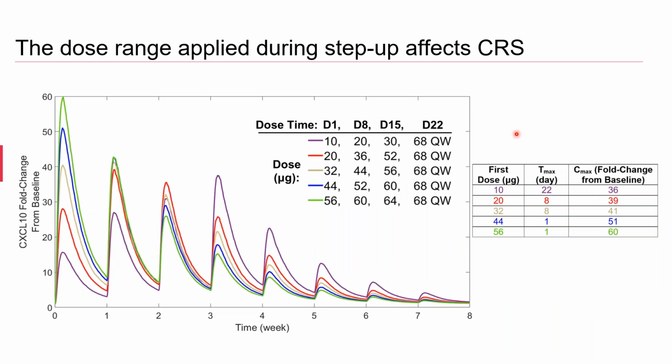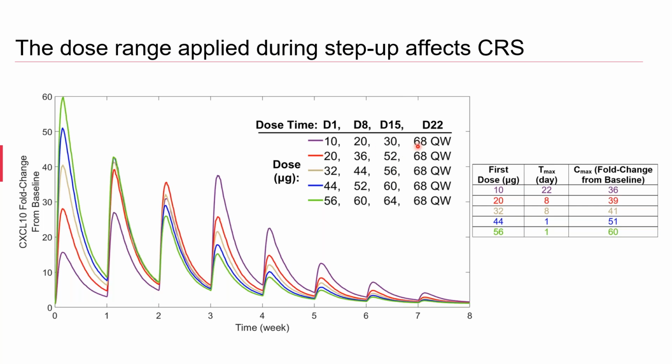So that previous slide was really just looking at different step-ups using a 2-fold change with each step-up. This simulation is a similar concept, but rather than 2-fold step-ups with each step-up, so a 2-fold increase in dose, let's try a scenario where we play around with ranges of step-up dosing. In this case, I have simulations where I'm doing 3 step-up doses up to that target efficacious dose of 68 micrograms once weekly.